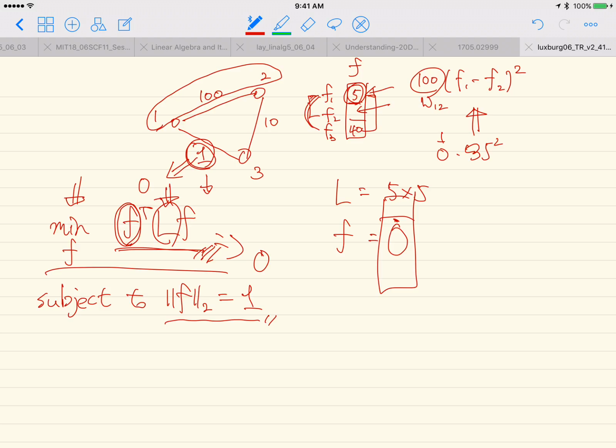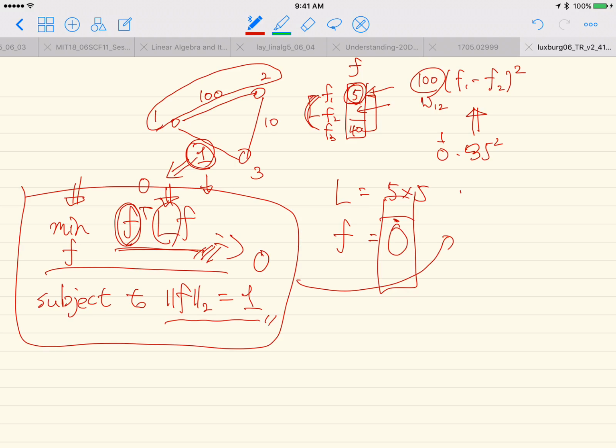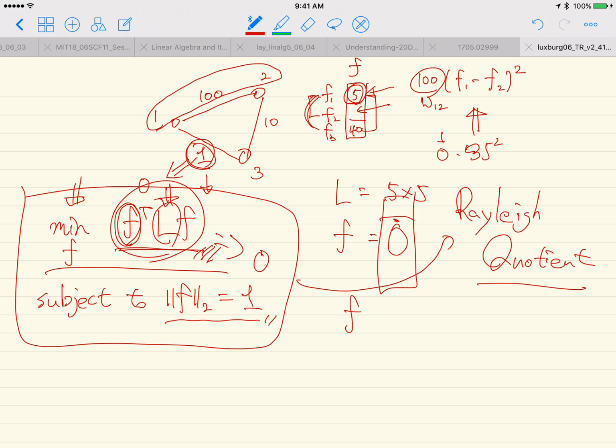What should be the optimal angle for this vector f, and what determines that optimal angle with respect to this matrix L? In general, this problem is called the Rayleigh quotient, and theoretically, this value is minimized when f is the eigenvector with the smallest eigenvalue.